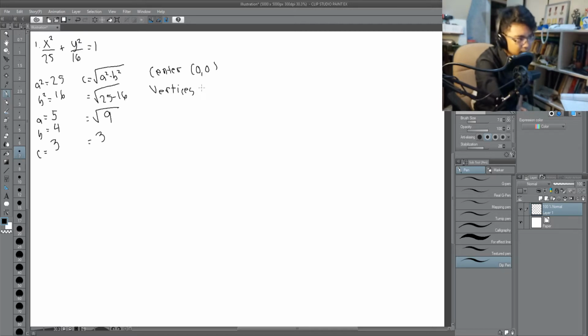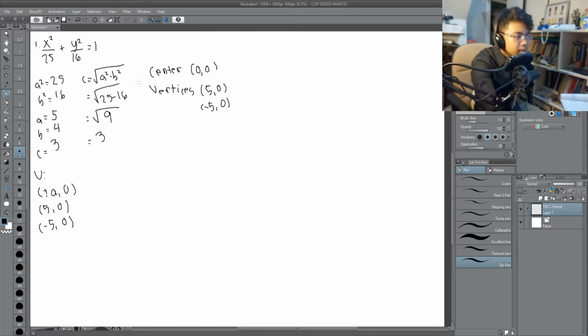To solve for the vertices, I'm just going to write V to save space. The formula for the vertices is quite simple. It's plus or minus a and 0. So just substitute the needed variable. a is 5, so we have 5 and 0, and negative 5 and 0. I'm just going to write it down here. So now we have the vertices.